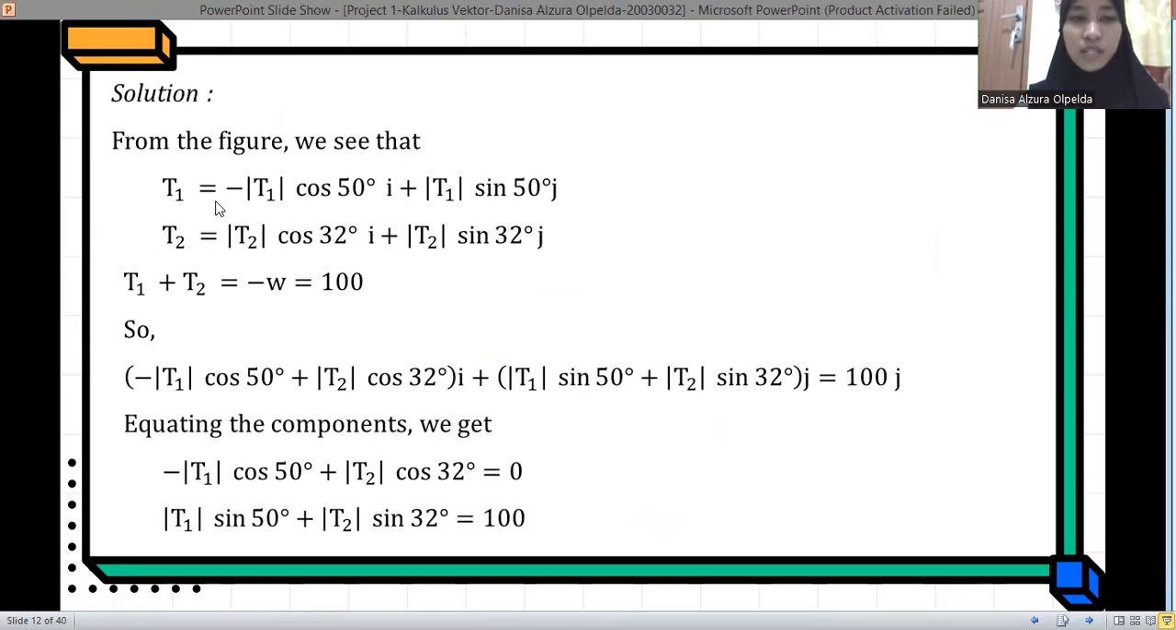We see that T1 is equal to minus |T1| cos 50 i plus |T1| sin 50 j, and T2 is |T2| cos 32 i plus |T2| sin 32 j. So we have T1 plus T2 equals minus W, which is equal to 100. So we can get this equation, and from the components, we get this.